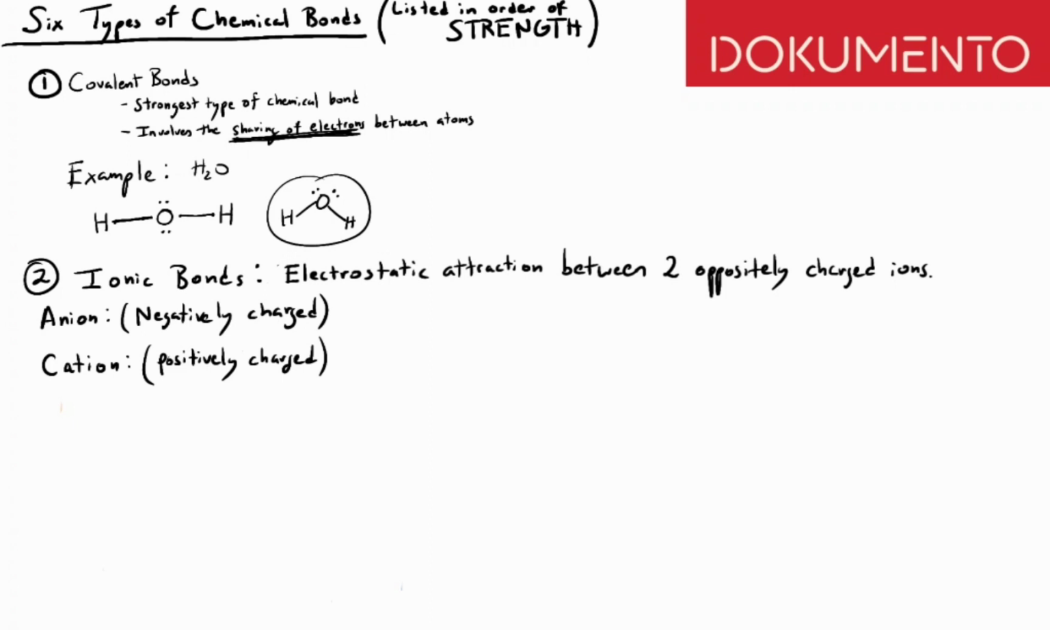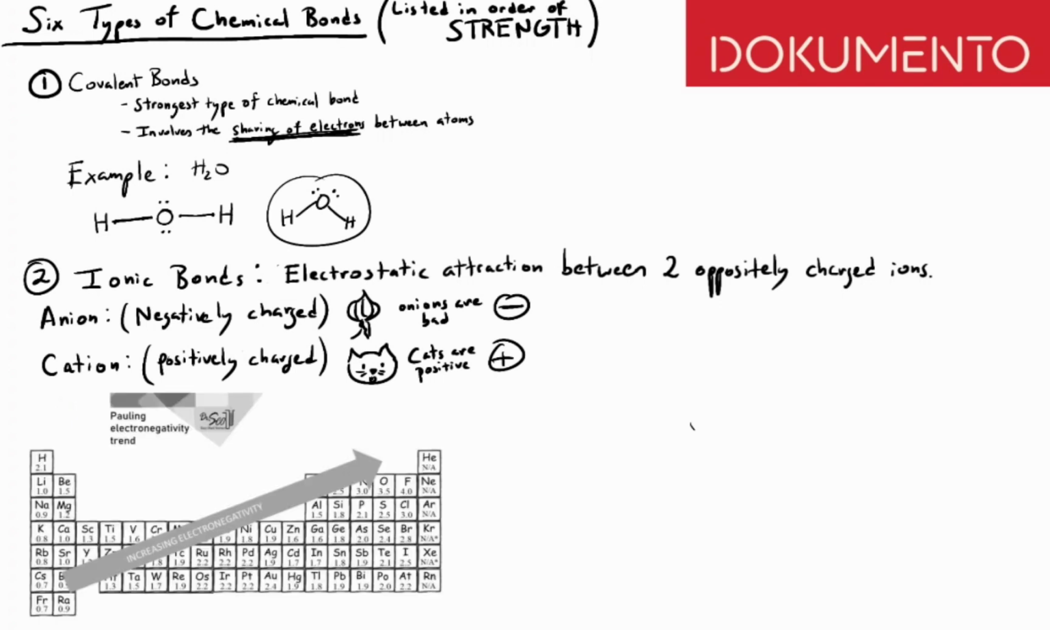So cations are positively charged. And one very easy way to remember this is remember that anions are like onions, and they're bad or negative, and cations are like cats. And if you like cats, then cats are positive. I'm a dog person, but this is just an easy way to remember things. And this electrostatic attraction is going to be based on the electronegativity of the 2 atoms that are involved.